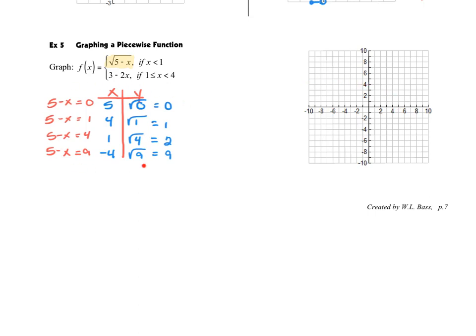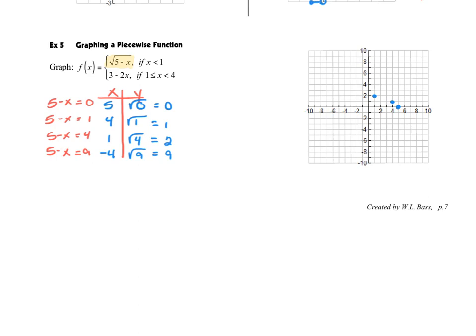And if we set up our t-chart, we will get those ordered pairs. So one technique for doing a piecewise function is to actually graph the entire function first. So I'm going to go ahead and plot all of these points that I've graphed here. I'm going to plot the point (5, 0), and the point (4, 1), and the point (1, 2), and I'm going to plot the point -4.